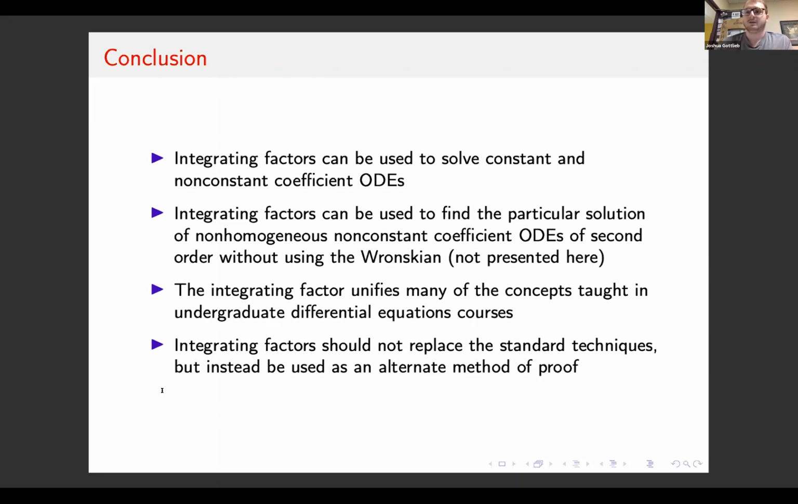And the integrating factor really unifies most of the concepts that are taught in a typical undergraduate DiffyQ course. So I don't want to suggest that integrating factors should replace the standard techniques, but they could be used as an alternate method of proving why some of the techniques work in a way that's more accessible to an undergraduate student who's coming into a DiffyQ course, who might not have all the necessary mathematical background to know all of the different linear algebra pieces.